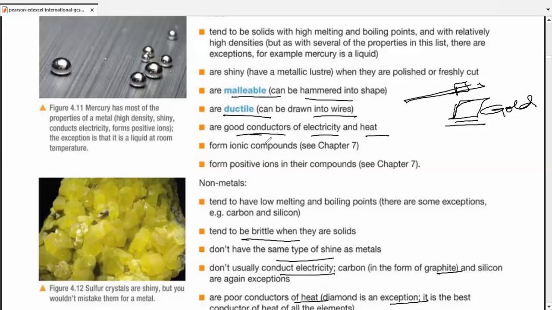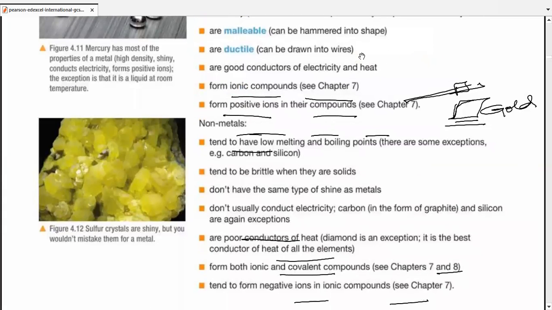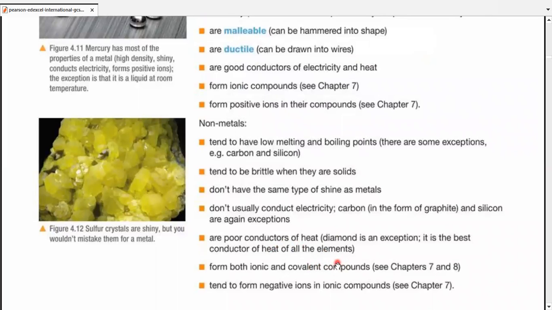Okay. Metals usually tend to form ionic compounds. However, non-metals, if we keep on moving, you would see that non-metals tend to form covalent compounds. However, they also can participate in forming ionic compounds. Now, metals tend to form positive ions by losing electrons in their compounds, and non-metals tend to form negative ions by gaining electrons in their ionic compounds.